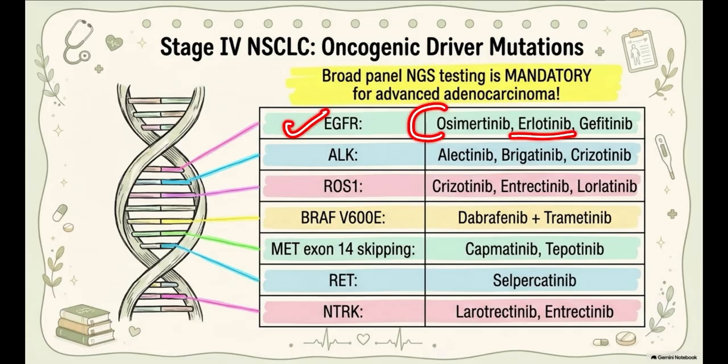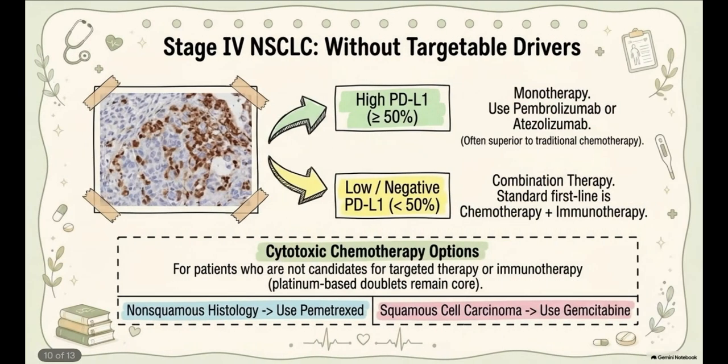For EGFR mutations, you use osimertinib, erlotinib, or gefitinib. For ALK, you use alectinib, brigatinib, or crizotinib. ROS1 requires crizotinib, entrectinib, or lorlatinib. If you find a BRAF V600E mutation, the combination of dabrafenib plus trametinib is required. MET exon 14 skipping uses capmatinib or tepotinib. RET mutations dictate selpercatinib. And finally, NTRK fusions are treated with larotrectinib or entrectinib.